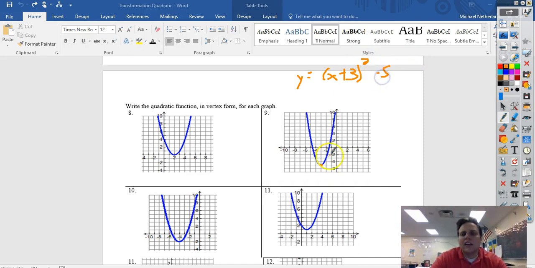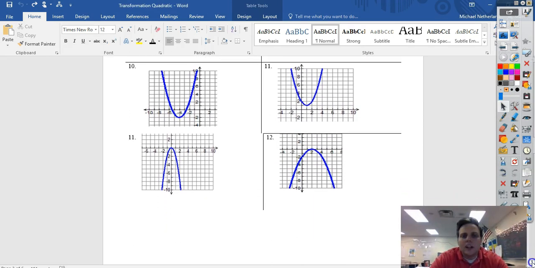Now we need to check the vertex and the a value. So we start at the vertex and we go up. So to get to our next whole number point, that's going to be right there. We don't want a half of something. We go to our next whole number point. Okay, so that's up 2 over 1. So if we've gone up 2 over 1, that means our a value is 2 over 1, which is just 2. Okay, let's move on some.